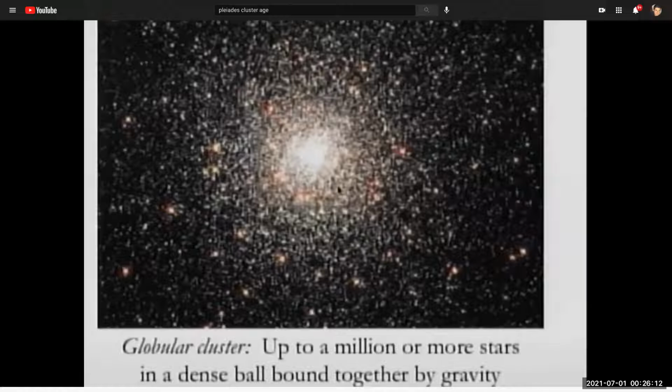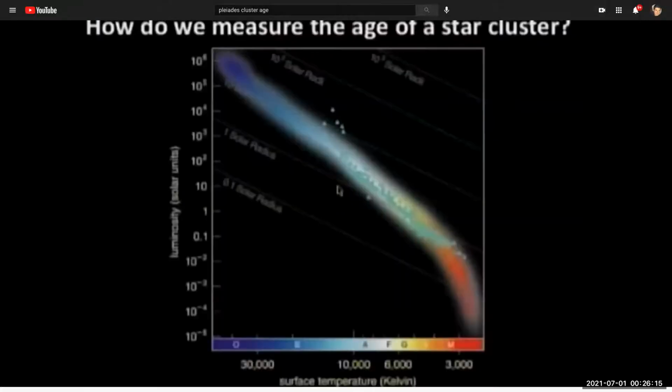Now, in order to understand that, you need to go back and recall what an HR diagram is. An HR diagram plots surface temperature and luminosity. On the x-axis, we have surface temperature, and hot is to the left, cold to the right. So those are hot stars, cold stars, and luminosity increases as you go up. So right here, those are the blue hot stars, and right here we have the red low luminosity stars.